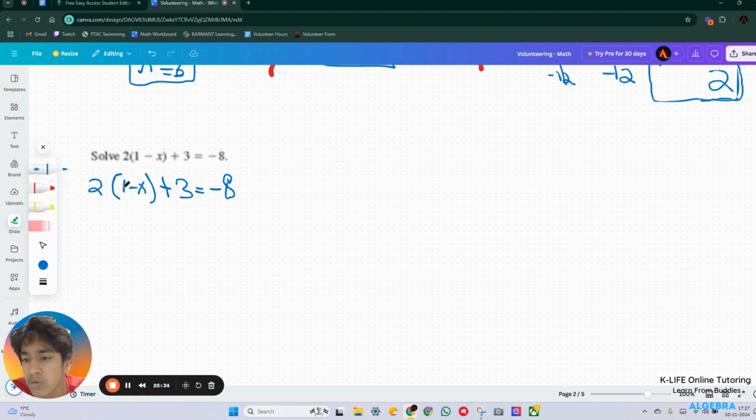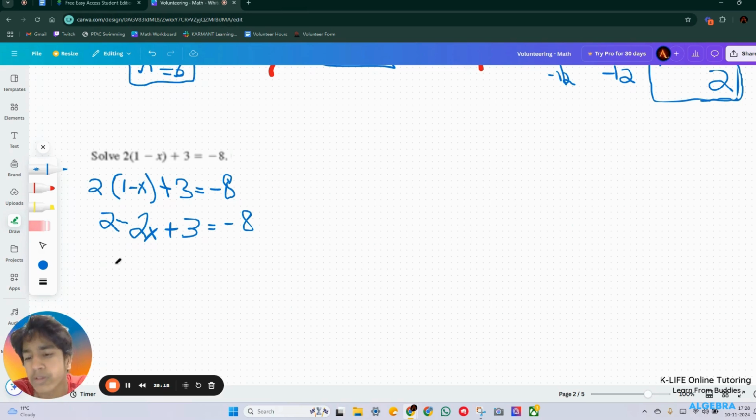So it's going to be 2 times 1 is 2. 2 times negative x is negative 2x. Plus 3 equals negative 8. Now you might look and say, oh my god, I see 2 and 3 on the same side. Well, like we talked about before, 2 and 3 are the same category as numbers. So you can add them or subtract them. So in this case, you're adding 2 plus 3.